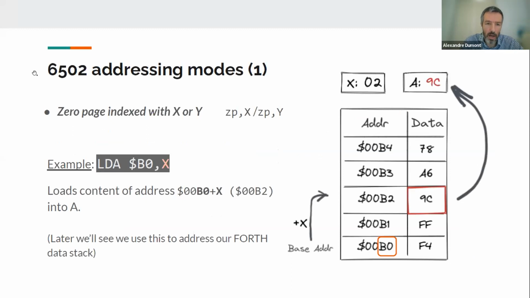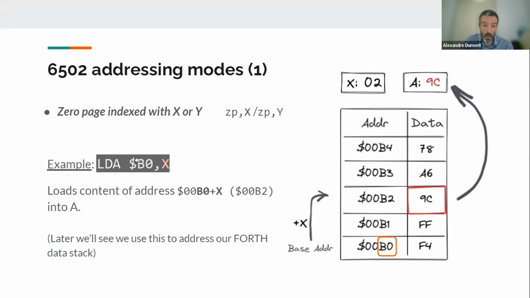Okay, so the 6502 has, I think, a dozen or maybe 16 addressing modes. I'm not going to cover all of them, but there are two that I use in my implementation. This one is called zero page indexed with X or Y. You can use both. Remember, X is an index register. In that case, for example, LDA B0 comma X will mean load the content of address 00B0 plus X into A.